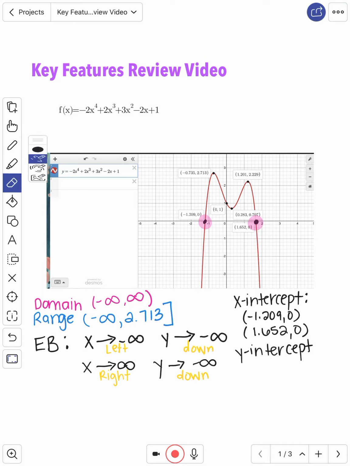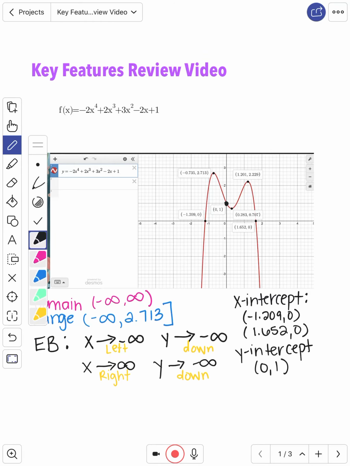All right, so if we're looking at our y-intercept, we're looking at where our graph is going to cross the y-axis. All right, so if I'm looking again, I see where it crosses the y-axis. You should only have one of these. In order to be a function, it can only have one y-intercept. So that one is at 0, 1.